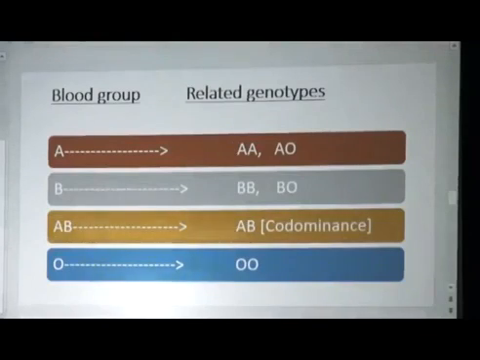B: if it is homozygous for B, it will be BB. If it is heterozygous for B, it will be BO. AB, that is codominance. O is homozygous recessive, giving us OO.